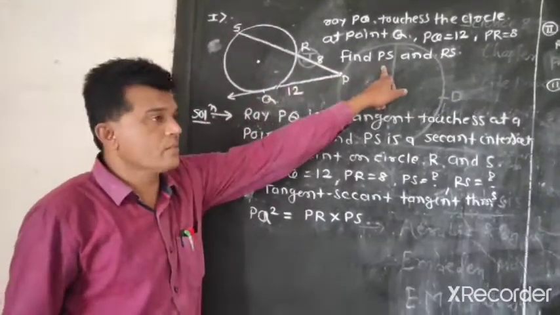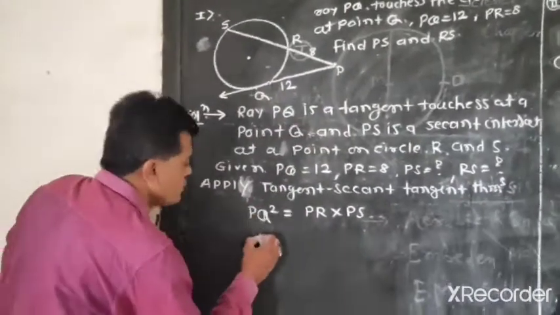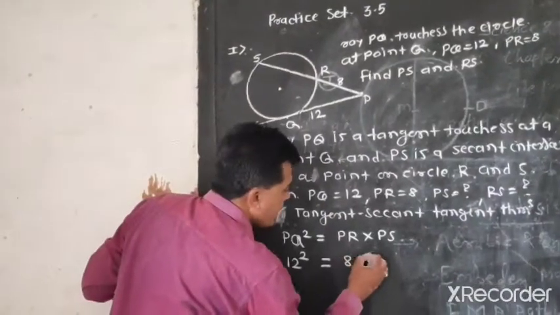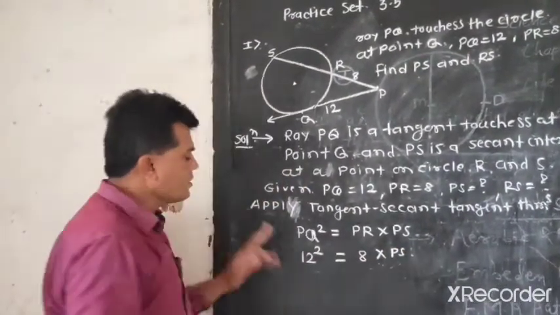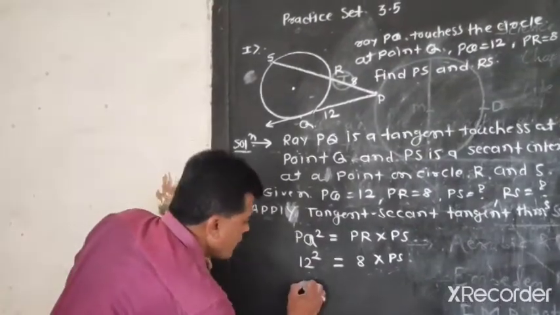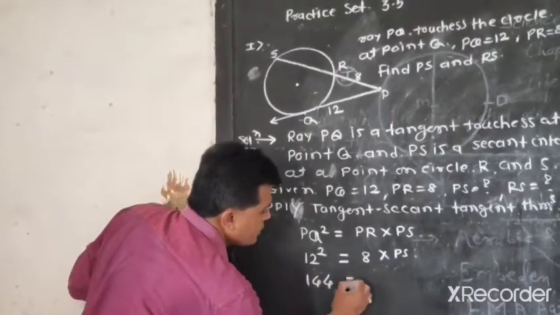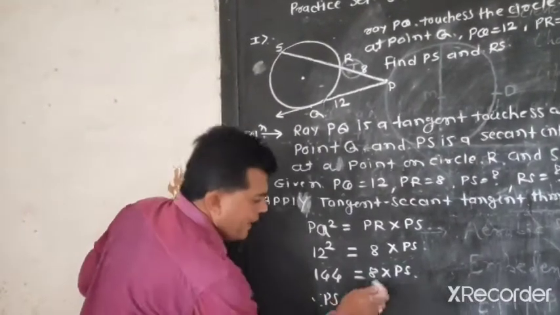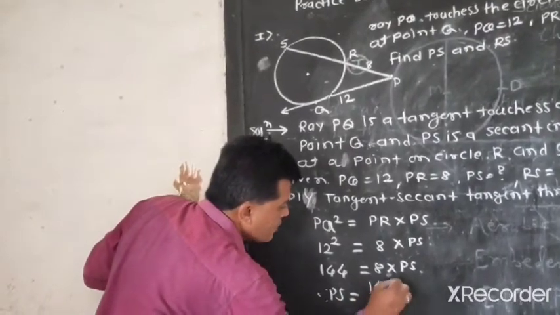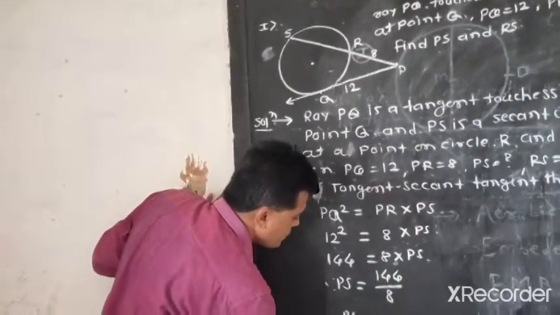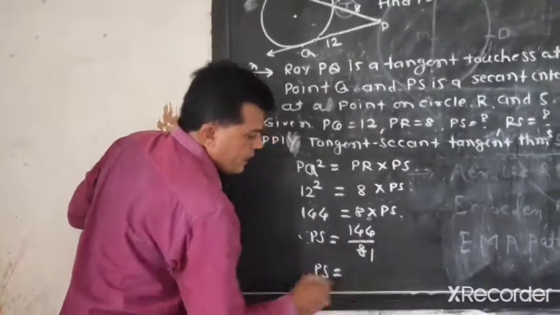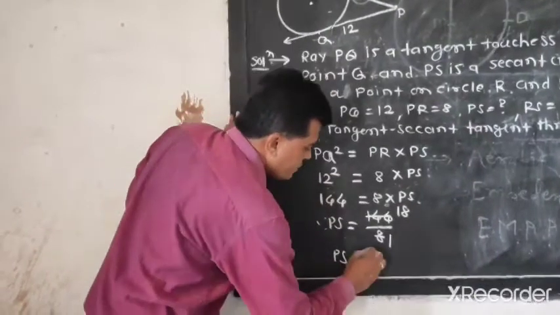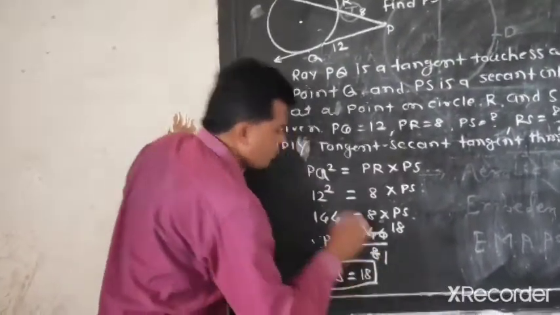Find PS first. PQ square is equal to PR multiplied by PS. The value of PQ is 12, so 12 square, and PR is 8, multiplied by PS. The square of 12 is 144, which is equal to 8 multiplied by PS. Now PS is equal to 144 divided by 8. That is PS is equal to 18.